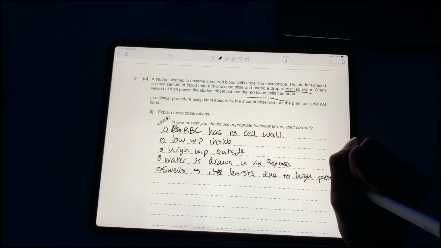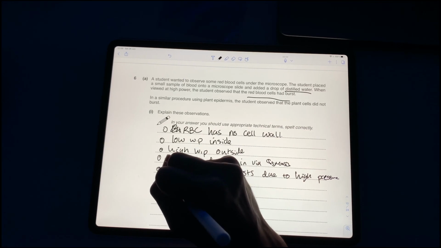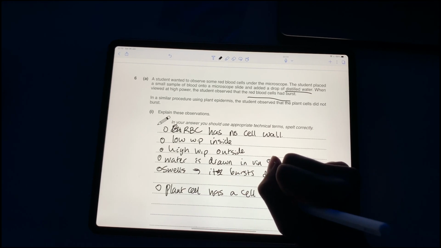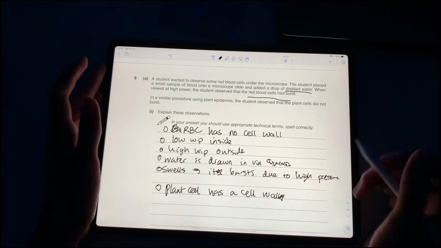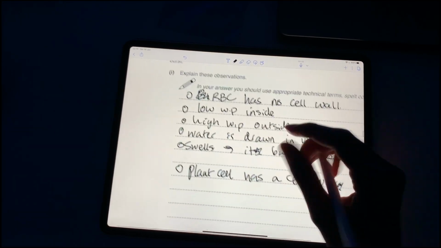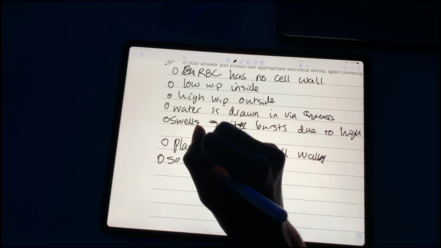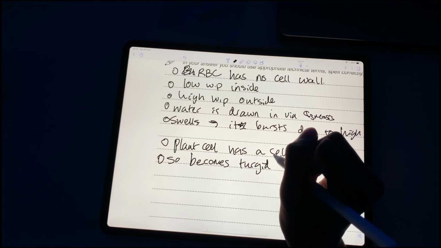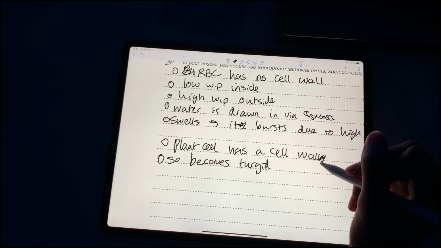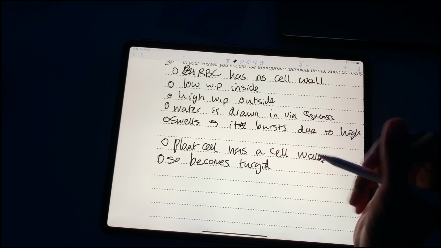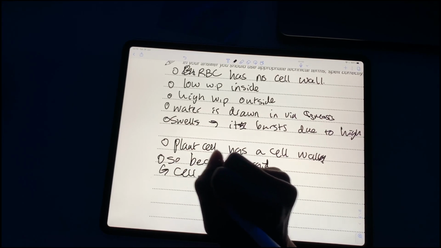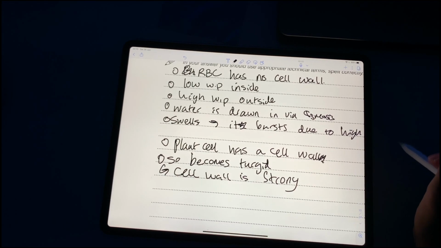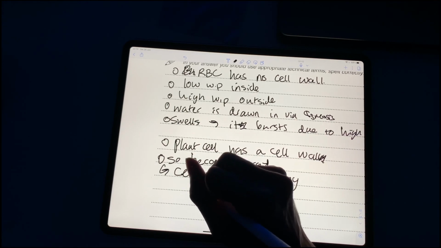Now the plant cell has a cell wall, hopefully. So it becomes turgid, or is it flaccid? Becomes turgid. What's flaccid then? I don't know. So it becomes turgid, and so the cell wall is strong, and that means it does not burst.